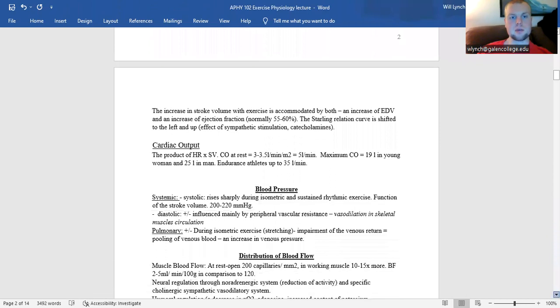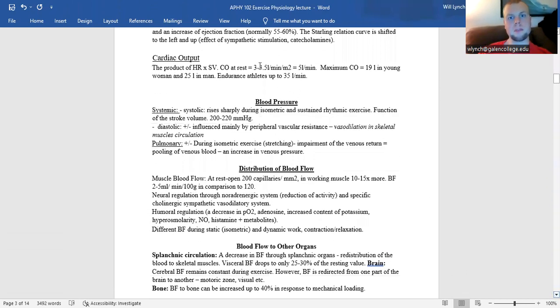All right, cardiac output is going to be a product of the heart rate and the stroke volume. At rest, it's going to be anywhere from 3 to 3.5 liters per minute. For maximum cardiac output, we can get it up to close to 20 liters per minute in women, and up to 25 in men potentially. And then we see for long range endurance athletes, especially pro level, Olympic level trained athletes, it can get into the range of 30 to even 35 liters per minute of output.